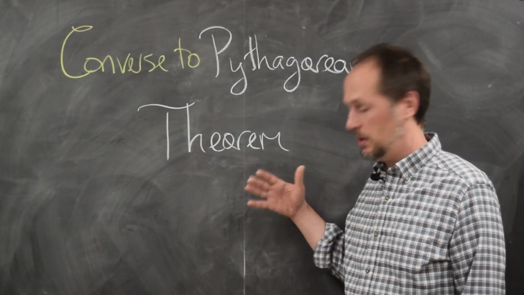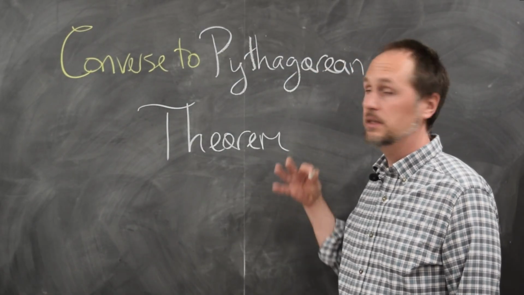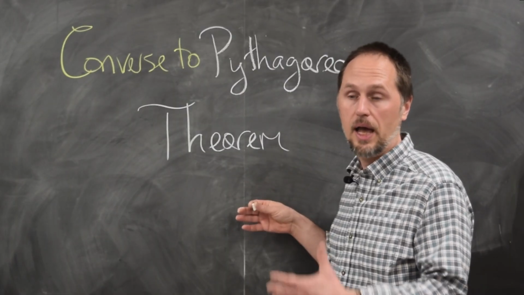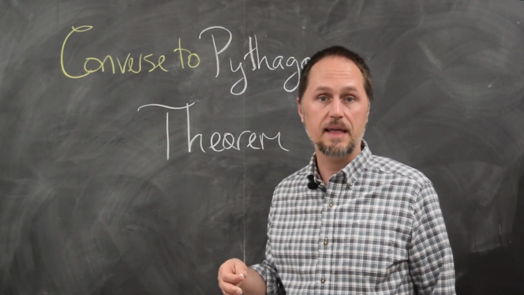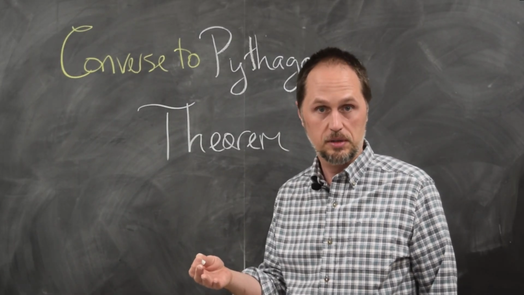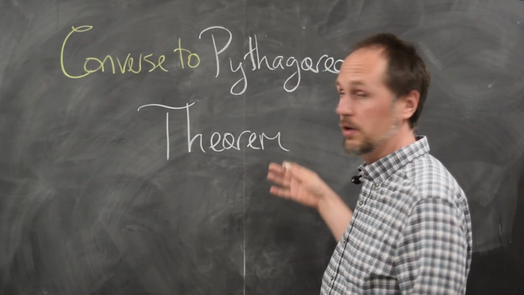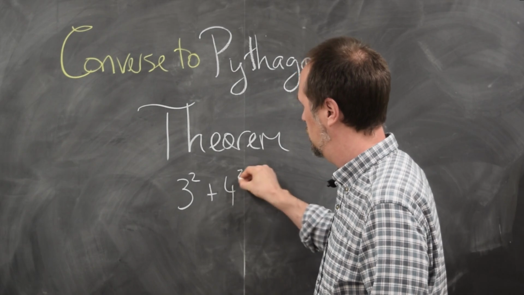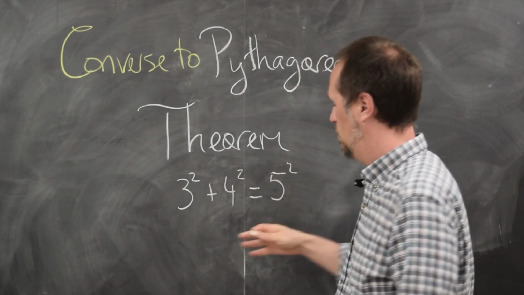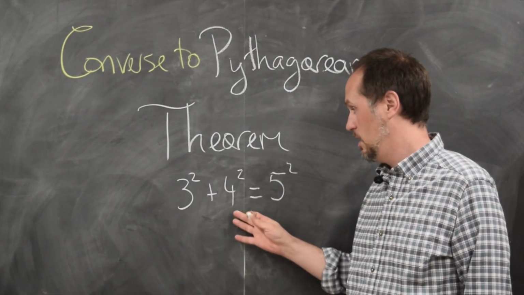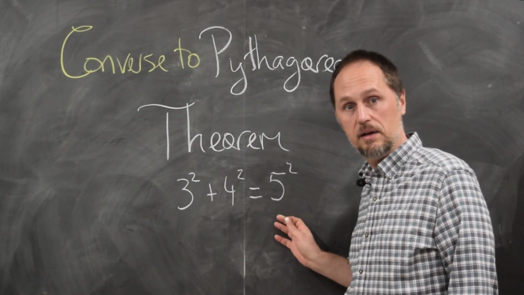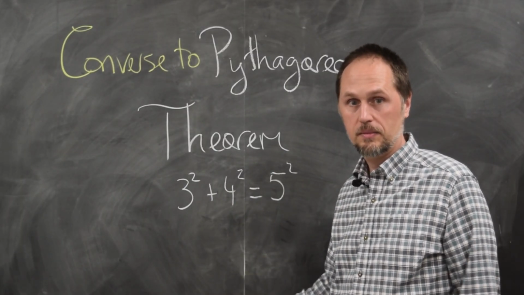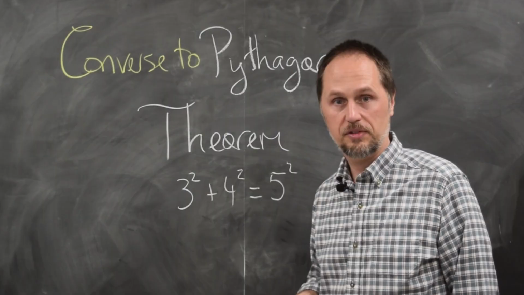A really nice feature about the converse to the Pythagorean theorem is it allows us to construct right triangles even if we don't have a t-square or something like that capable of making a right angle for us. The basic idea is, you use an algebraic fact like 9 plus 16 equals 25. We use this algebraic fact to build a right triangle. Okay, let's go ahead and prove this thing.